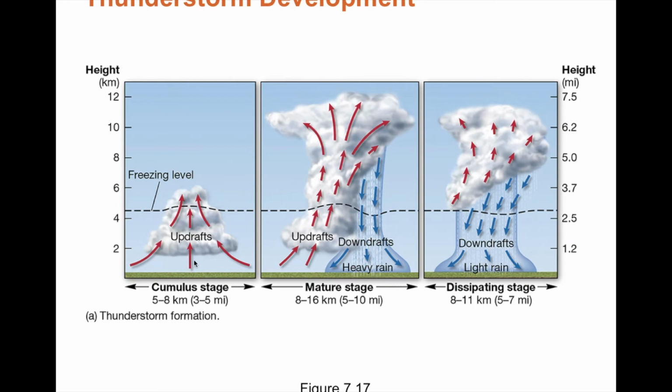Thunderstorms develop by rising air. All rain comes from rising air. You have updrafts and you have downdrafts at the colliding air masses. And these develop and always create, over time, these large anvil-like clouds.